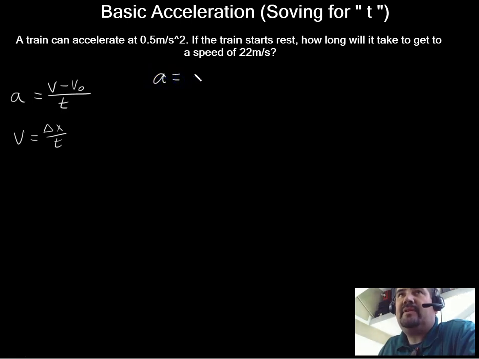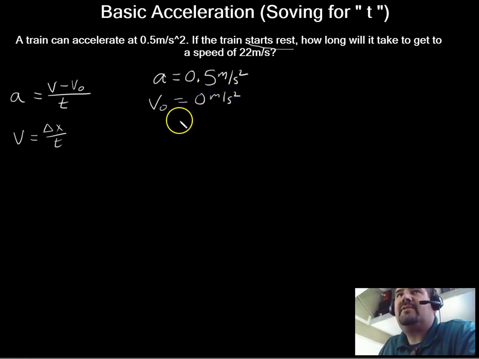We definitely know acceleration is 0.5 meters per second squared, and the train starts at rest. So it's starting at rest, so we know that's the starting speed, and the starting speed is zero. How long will it take to get to a speed of this? So there's a new speed, so that's obviously the final speed, and that's 22 meters per second.